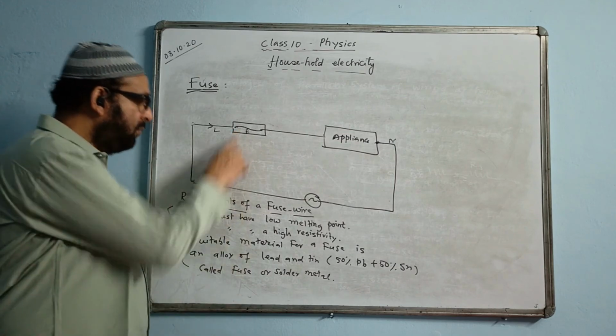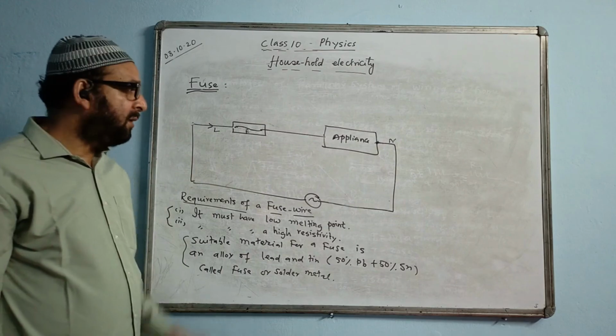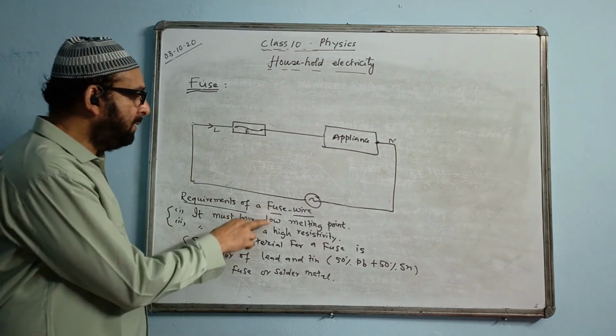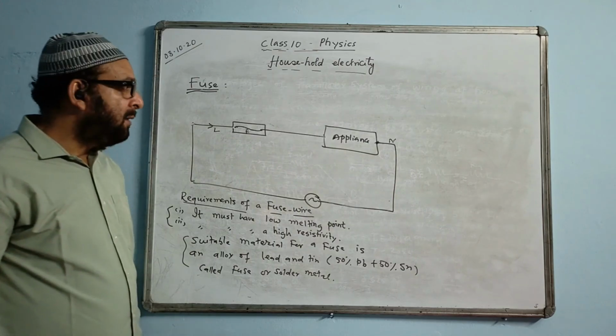So you must go for lead and tin. Why is copper not suitable for making a fuse? Because of these two problems. It has got a high melting point and it has got a low resistivity.